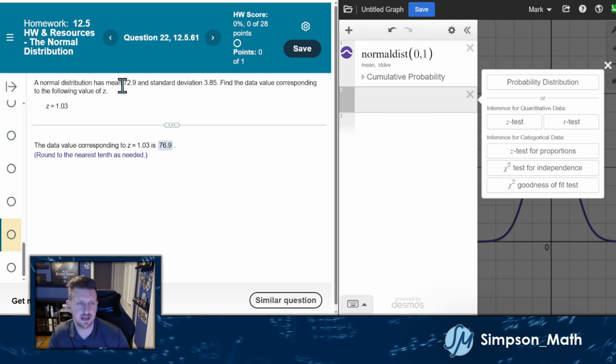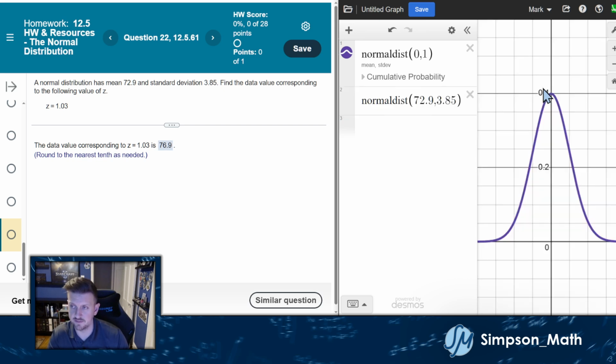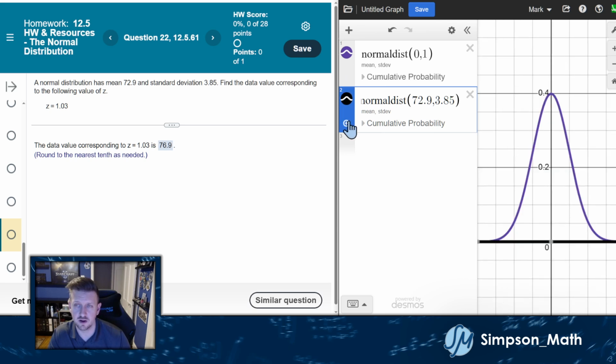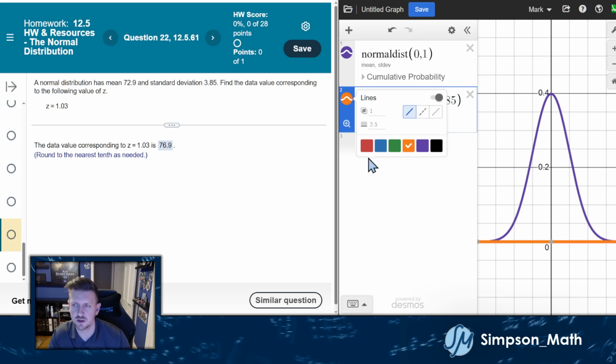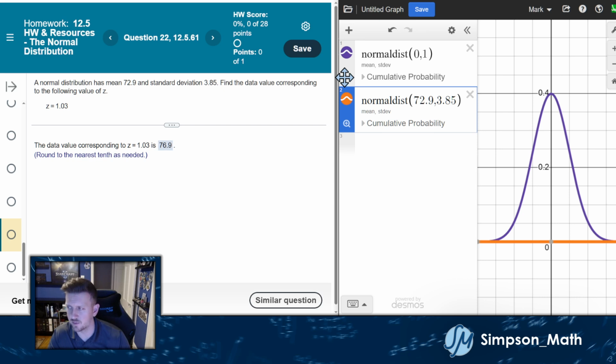This I'm using my mean of 72.9 and standard deviation of 3.85. So what I'm wanting is I'm wanting to find where, when you have a z-score of 1.03, where that falls on this one. Let me change it. This is purple. Let me change this to orange. So I'm going to see when I'm on the orange one, I want it to be the same spot as it is in the purple one.